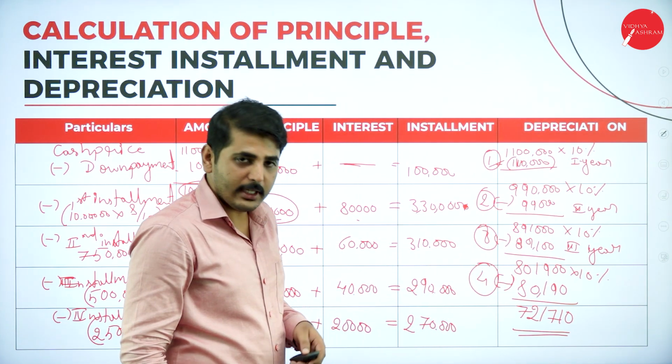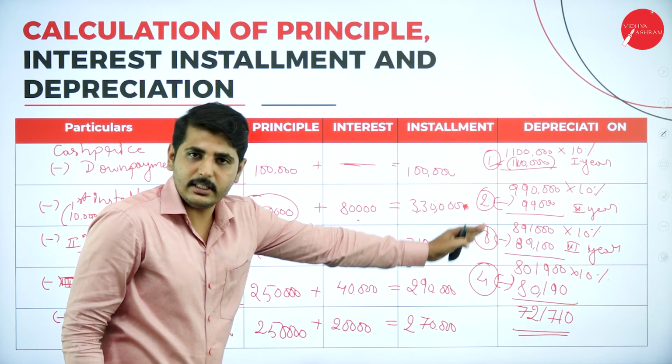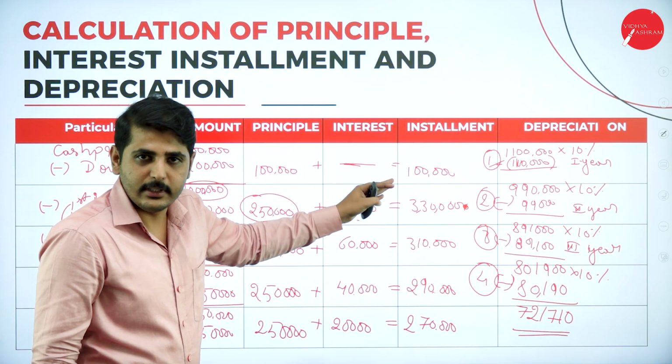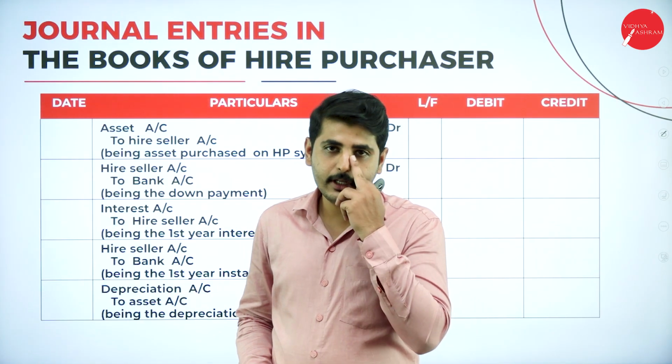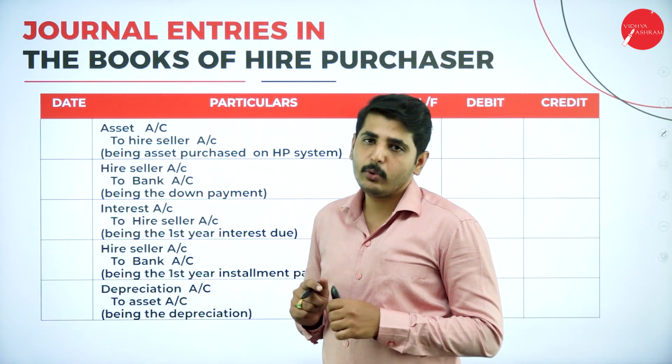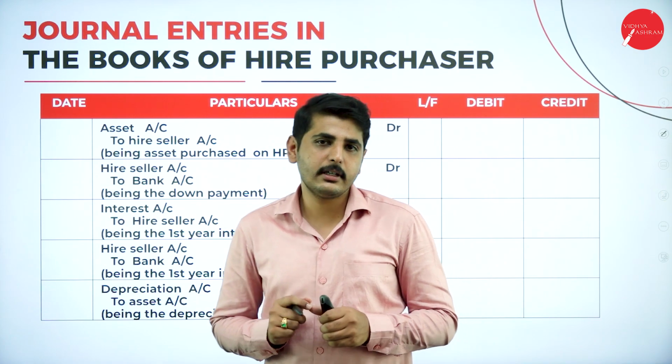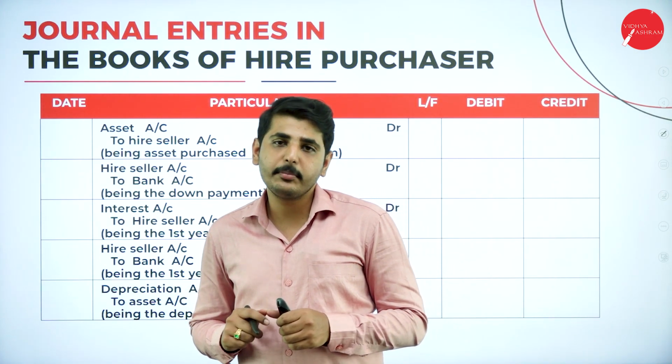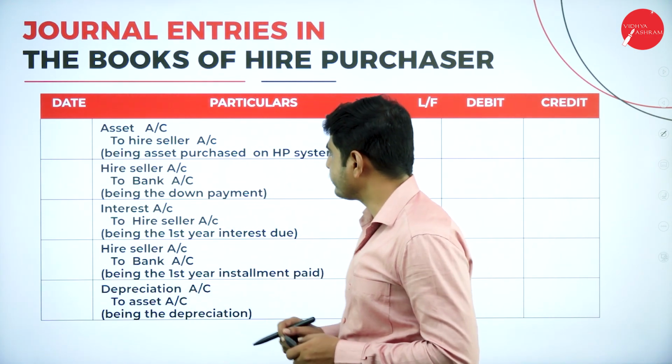Now let's go to the problem. This is the chart. For this chart you will be having marks. Keep this in mind. Now we will go for journal entries in the books of the hire purchaser. Who is the hire purchaser? Durga Traders is the hire purchaser. Now who is the hire seller? Tata Company is the hire seller.